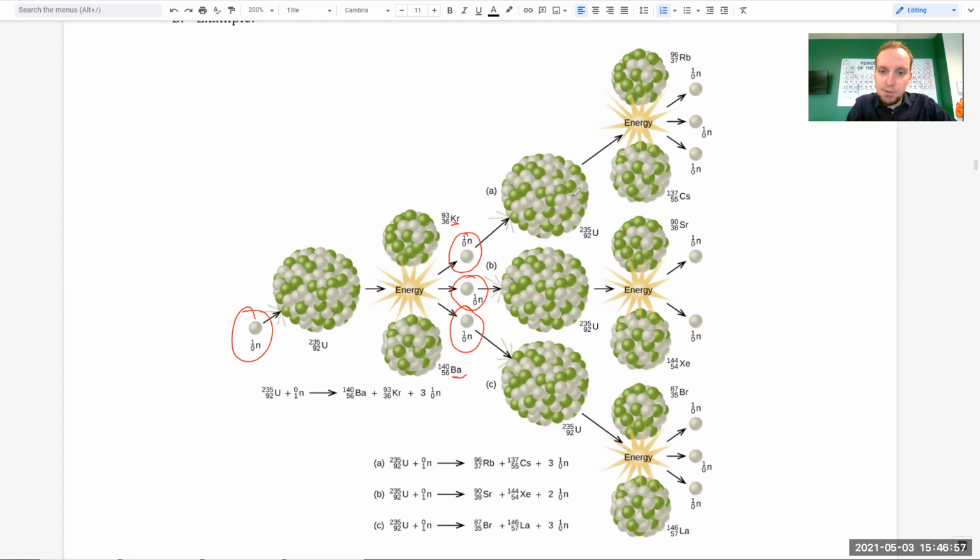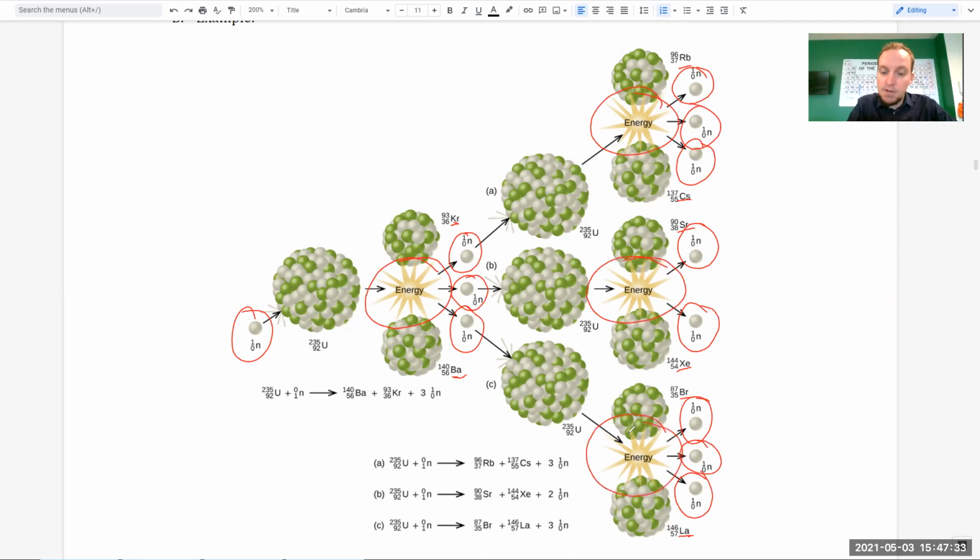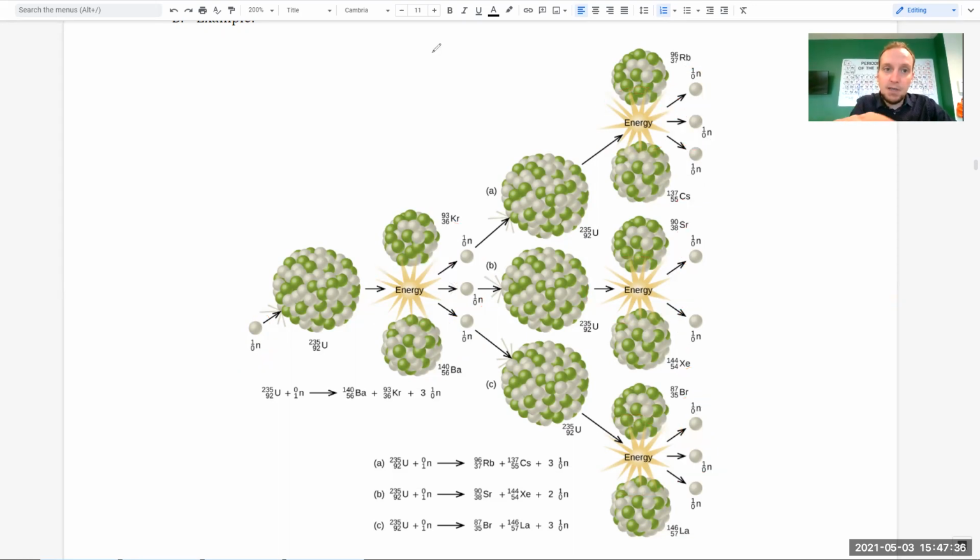neutrons. Those neutrons then can split some more uraniums, and then that would again produce rubidium or cesium, strontium or xenon or bromine or lanthanum. Again, those are just examples, just to give you an idea that it's not an exact fission for every single uranium-235. But again, what I also want you to notice is that we have neutrons being released, and then those neutrons can go on and interact with other nuclei of uranium-235. What I also want to point your attention to is the energy release here. The release of energy is really important because that, again, is what we're going to harness in order to make fission a useful reaction for us.